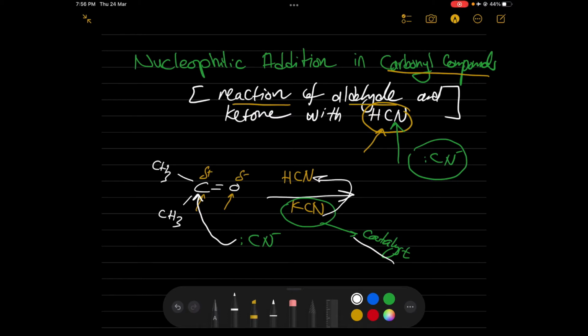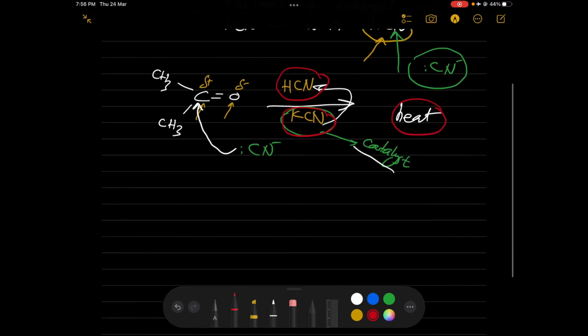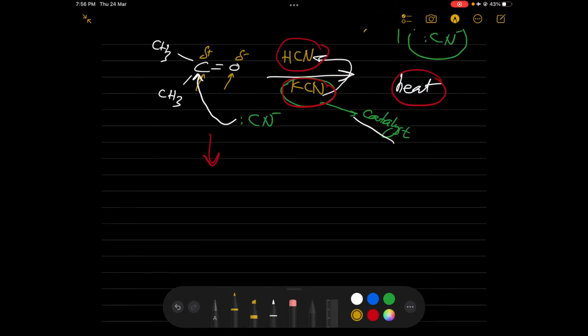In addition to that, you have to apply heat. Once we apply heat and mix the HCN with a catalyst, which is KCN, we will have a beautiful reaction. So let's complete it down here. Here we have C double bond O, CH3, and here we have CH3. And as we told you before, we have CN negative. It will attack from the carbon side. It will attack this carbon.